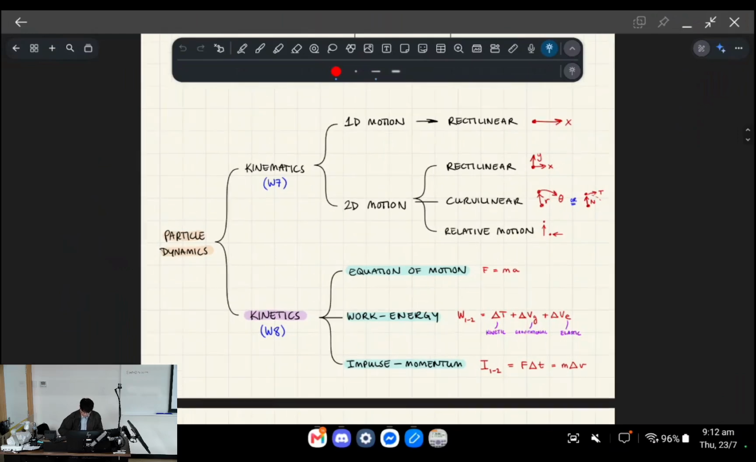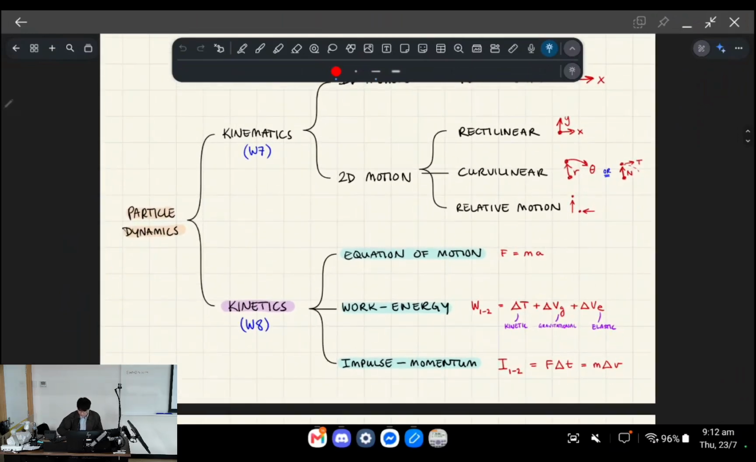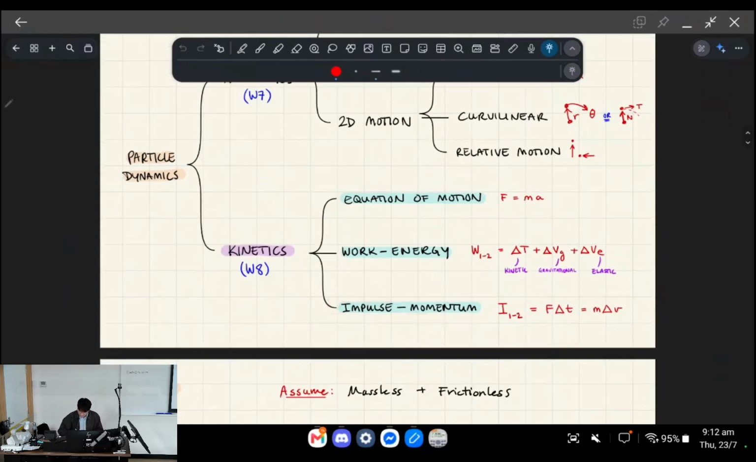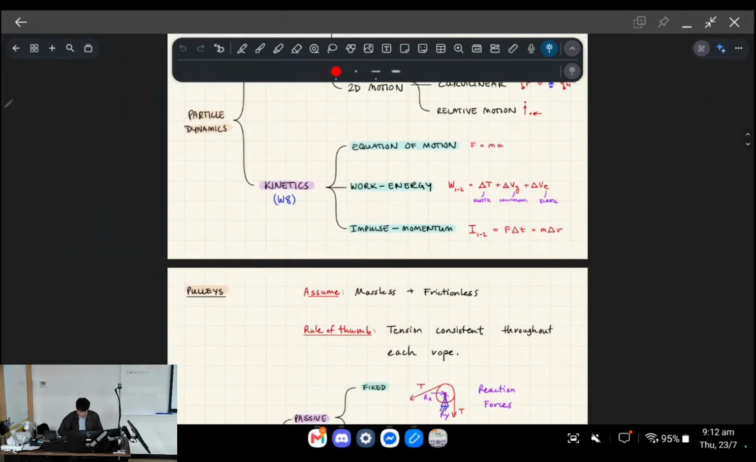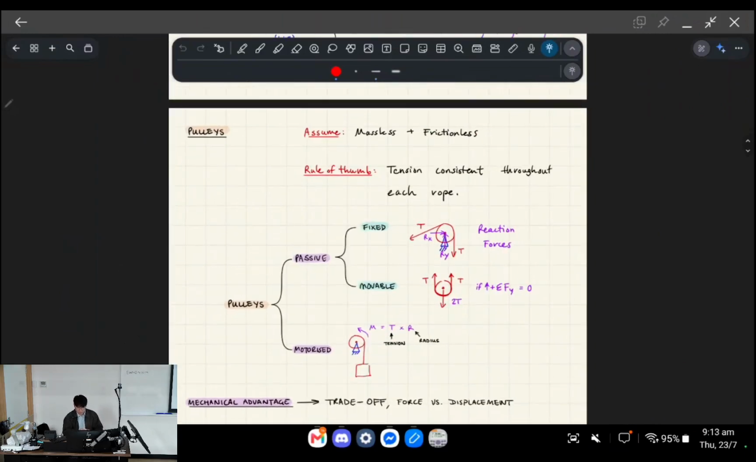Okay, so in terms of kinetics, we can break it down a bit further. The three overarching topics we're going to be talking about today are using the equation of motion, which is Newton's second law, F equals ma. Using work-energy methods, so I'll explain what that means a bit more later, but it's just equating the work with the sum of different changes of energy. And similarly, we've got the impulse-momentum relationship, impulse being the change in momentum.